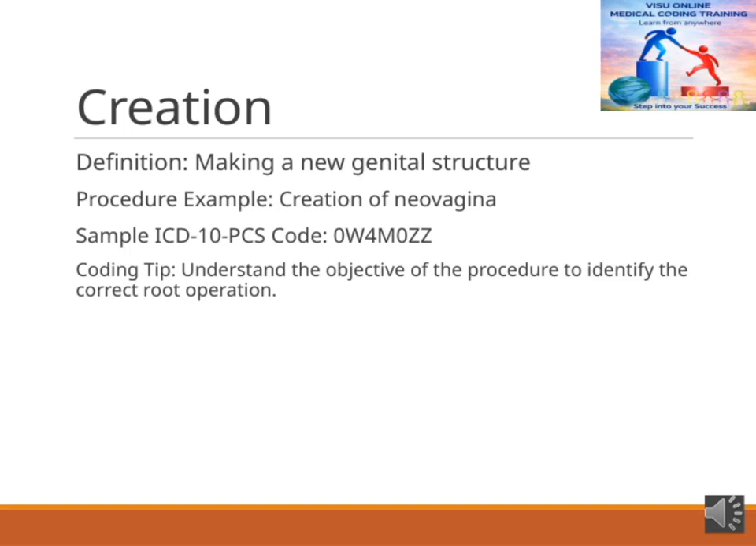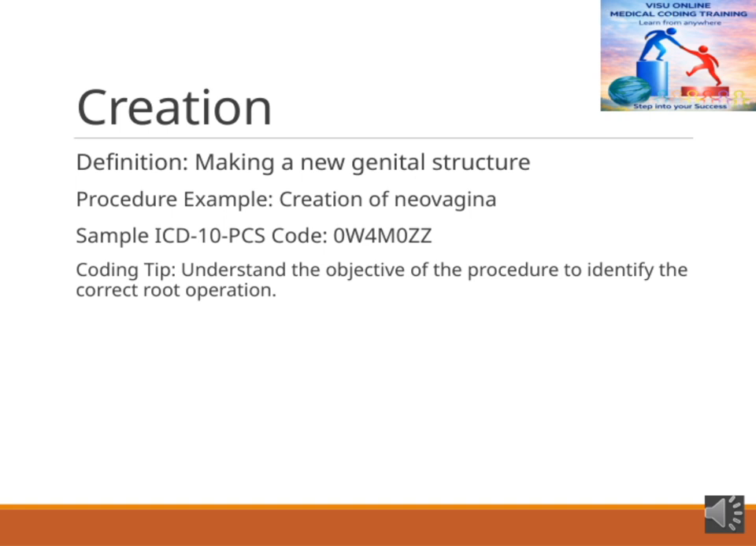Now, let's look at the key concept here, the definition. We're talking about making a new genital structure. This is a specific type of surgical procedure aimed at creating or reconstructing genital anatomy. An example of this is the creation of a neovagina, which is often performed in cases of gender affirmation surgery or congenital conditions. When coding for these procedures, you'll often see the ICD-10 PCS code 0W4M0ZZ. Remember, this code helps classify the specific intervention performed.